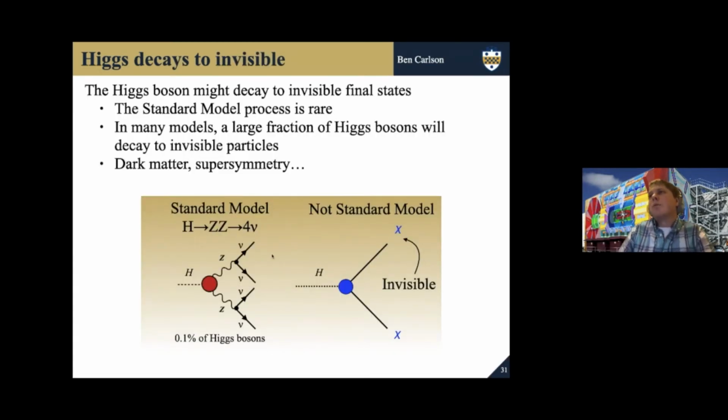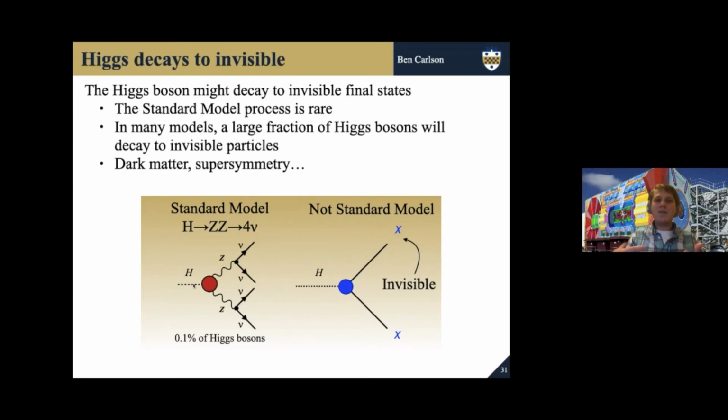So basically what we're proposing is that there's a Higgs boson, it has some interaction to an invisible particle, which could be dark matter or related to dark matter, and it has a relatively large rate. Now, the standard model also makes the same kind of invisible final state, but it comes through this process where there's a Z and an off-shell Z boson that then decay to 4 neutrinos. And the rate of this process is 0.1% of Higgs bosons, or a branching fraction of 0.1%. And so we're looking for something relatively large compared to that process.